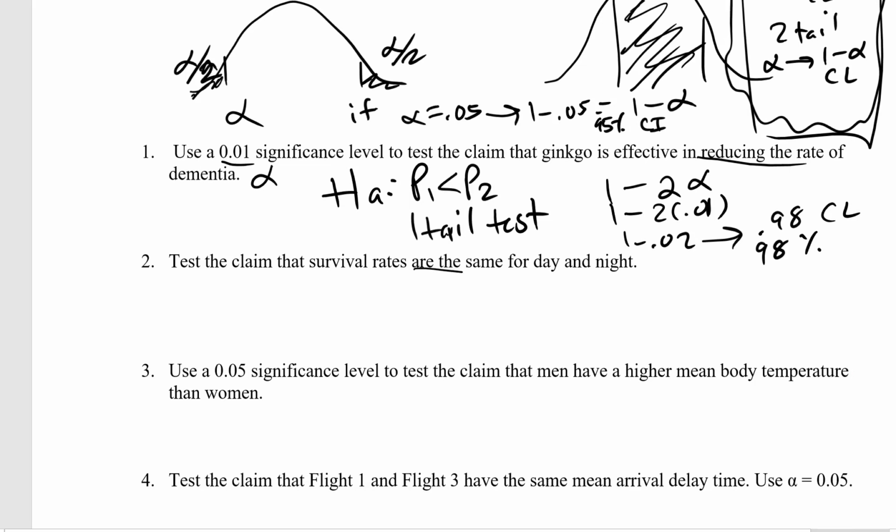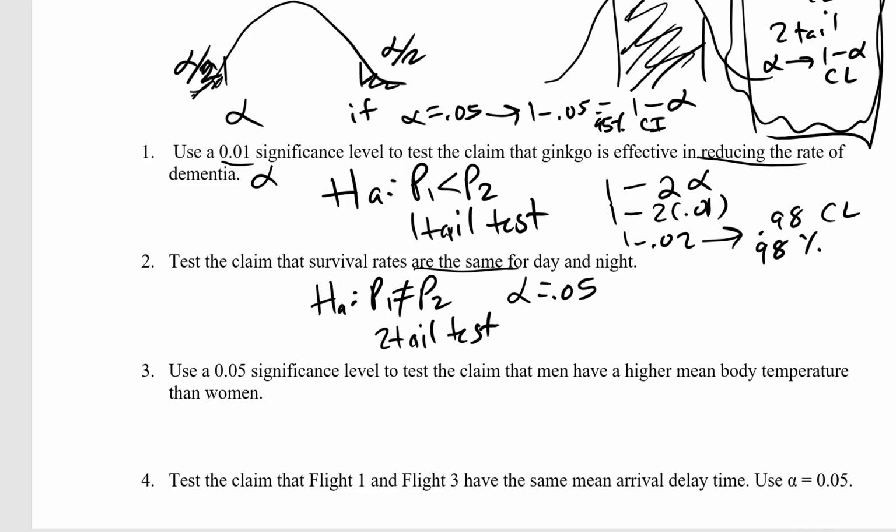Test the claim survival rates are the same. The same doesn't imply greater or less than. It implies what? Well, are they different? If equal to is the claim, then not equal to. This would be a two-tail test. They did not give me an alpha level, right? If they don't give me an alpha level, we would use 0.05. So what's my confidence level? Well, two-tail is just 1 minus alpha. So 1 minus 0.05, 0.95, or a 95% confidence interval.